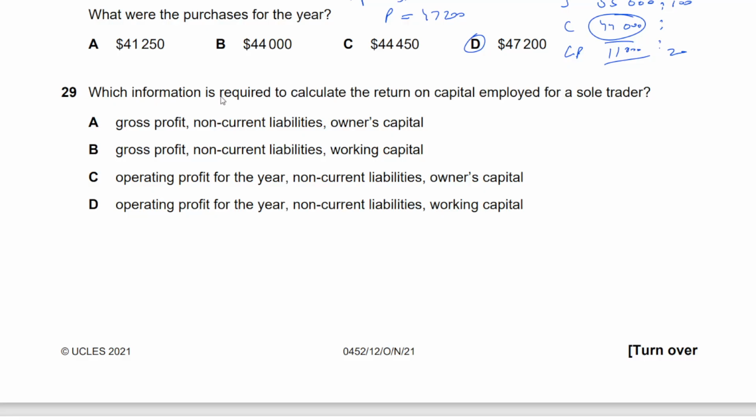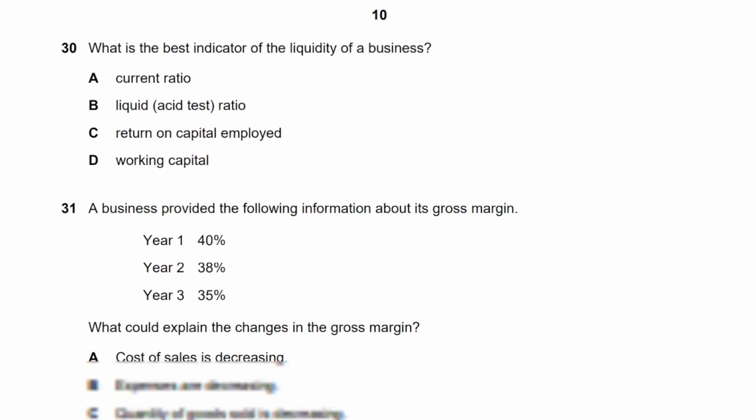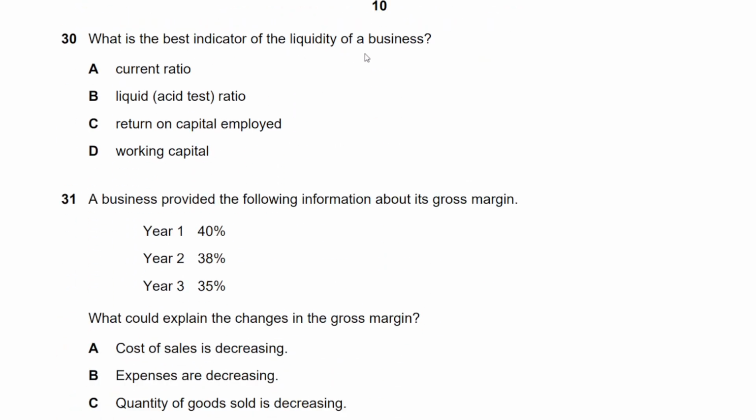Which information is required to calculate return on capital employed? You need the profit before interest over the capital employed. Profit before interest is same as operating profit for the year. And how do you calculate capital employed? One of the ways is non-current liabilities plus owner's capital, right? C is the right answer, just based on the formula. That's all.